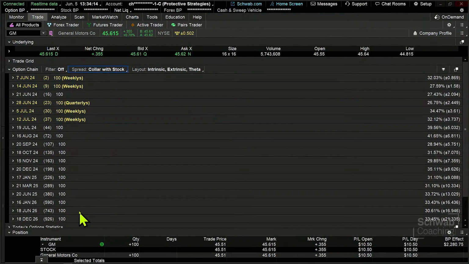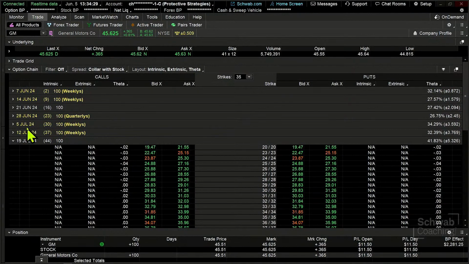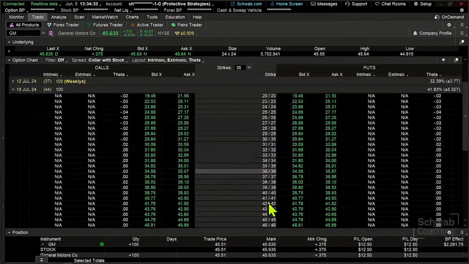Okay, so now we need to determine how far out in time we want to create that collar. So once again, I'm going to go out to this 12 July, about 37 days to go until expiration. We might even go out to, you know what, let's do this. Let's go out to that 19 July. We still have dollar-wide increments in our trade.